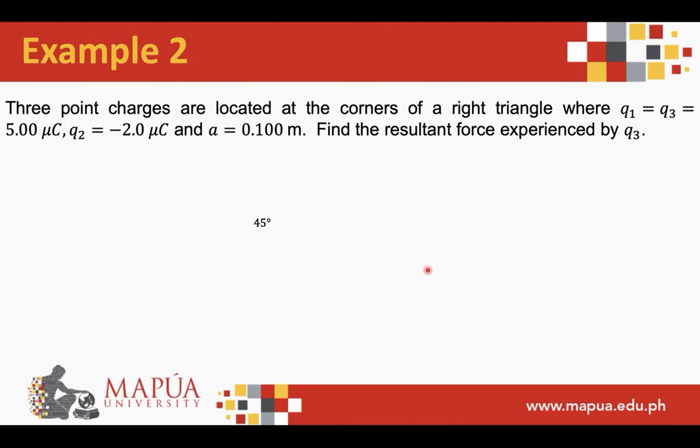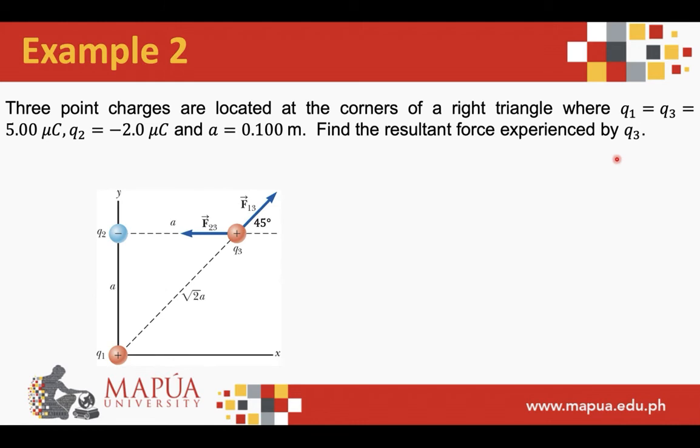Okay, let's have another example. Three point charges are located at the corners of a right triangle where Q1 and Q3 are the same at 5 microcoulombs, and Q2 is negative 2 microcoulombs, and distance a is 0.1 meter. Find the resultant force experienced by Q3.